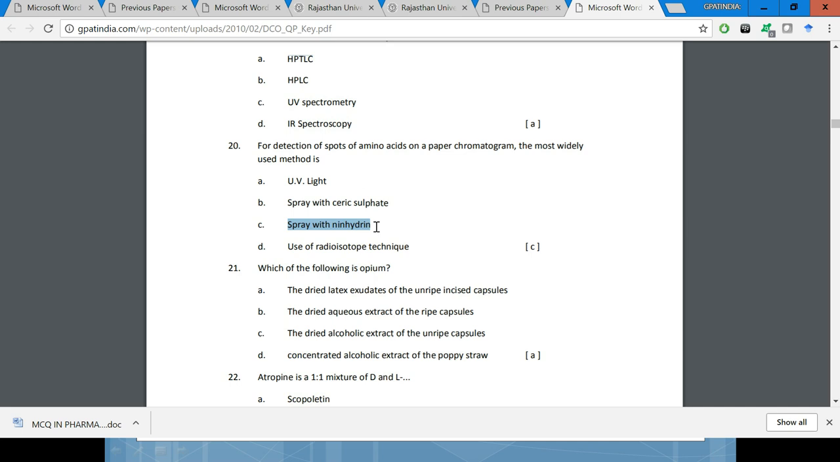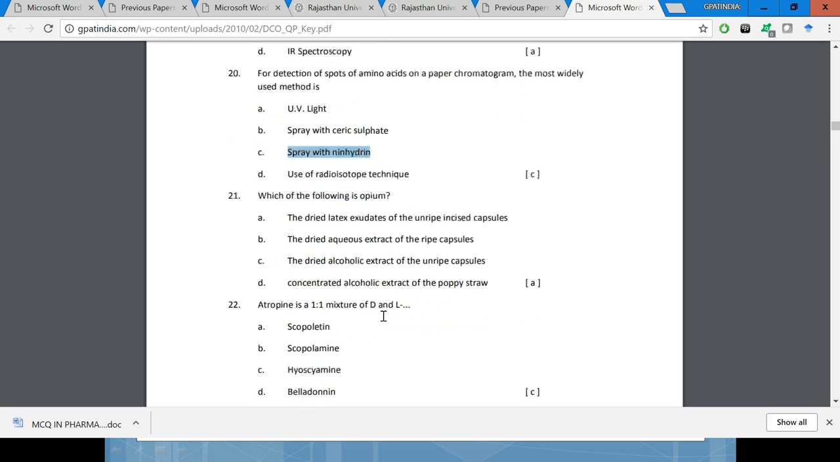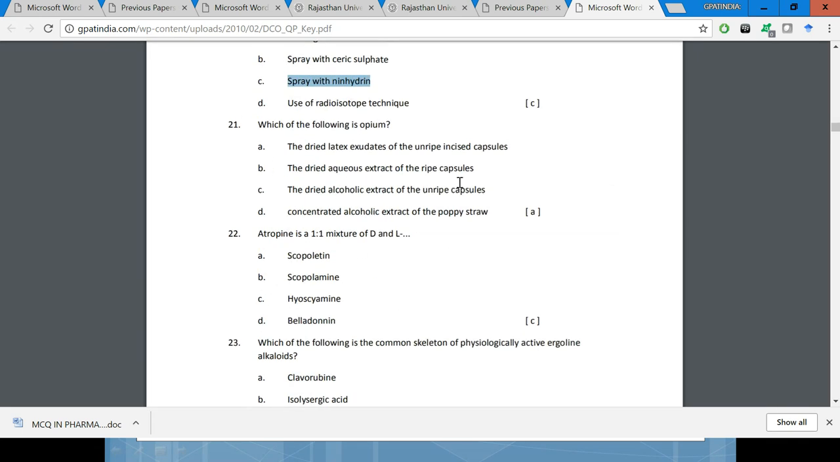Next question, which of the following is opium? A is the correct answer because we collect opium from it, like dried latex. We make incisions on the capsule and collect the exudate, and that is used as opium. Other things are not, because the ripened capsule will not have that. Alcoholic extract, no. And alcoholic extract of poppy does not make sense. So the correct answer is A.